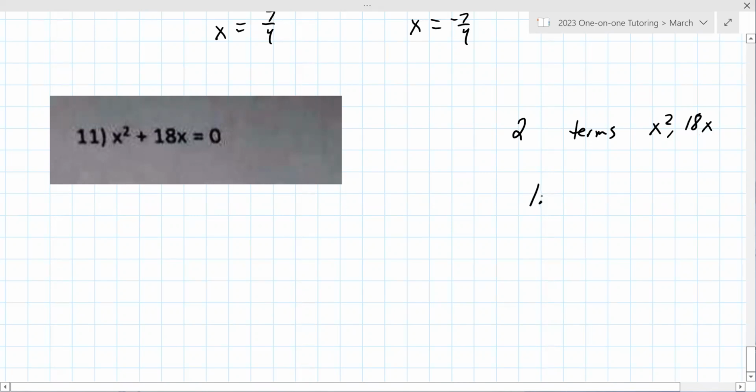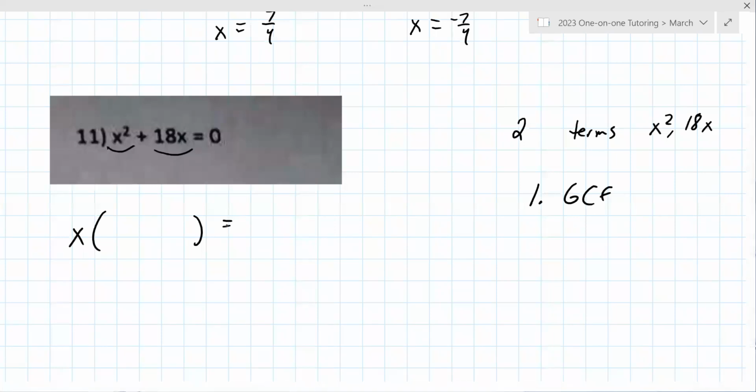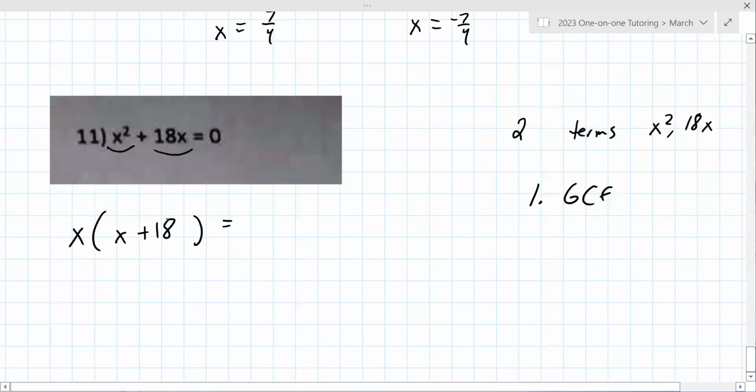What's the very first type of factoring you should always try? Greatest common factor. Very good. Does this have a GCF? Is there a GCF between x squared and 18x? Yeah, the x. So it's x. Tell me what goes inside parentheses, please. X plus 18. Okay. Now you set each x term equal to 0. So you set x equal to 0 and x plus 18 equal to 0. Okay. Will you solve this for me?